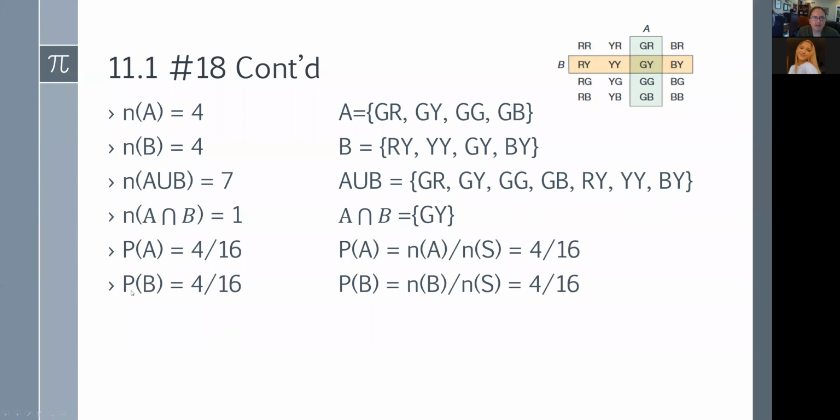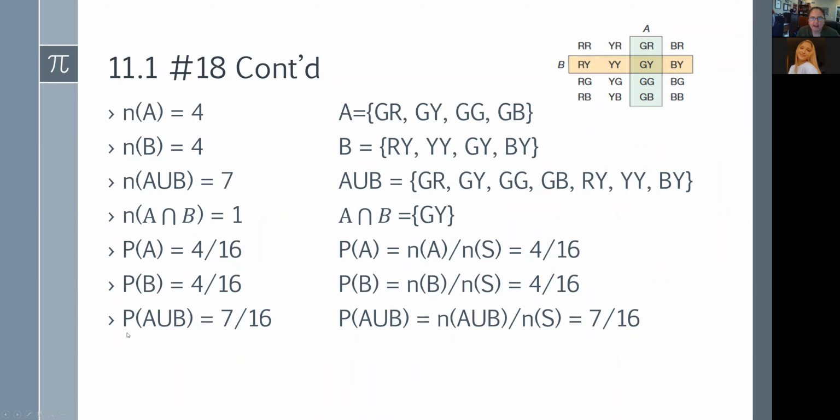Next, we're supposed to verify that the probability of event B is also 4 out of 16. So the way we find the probability of event B is we take the number of elements in B and divide by the number of elements in the sample space. There were 4 elements in event B, and there were 16 elements in the sample space. Remember, the sample space was just all 16 of these.